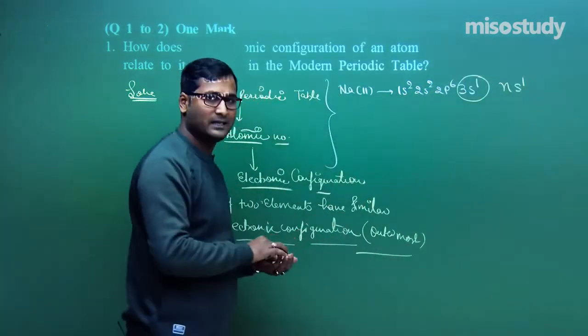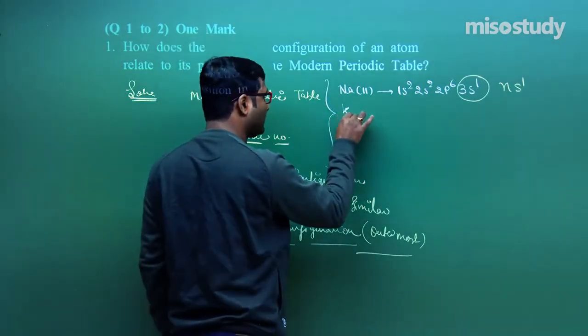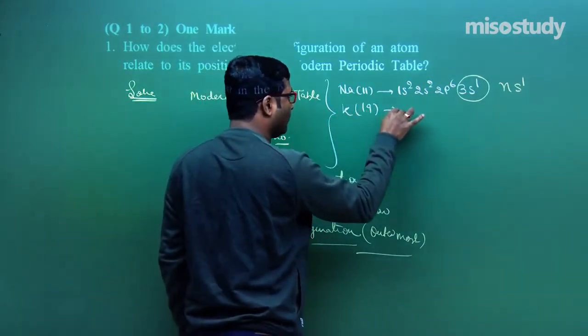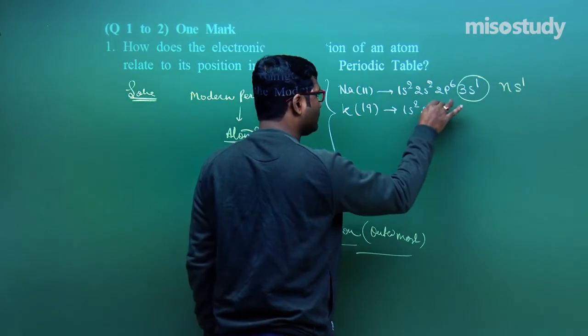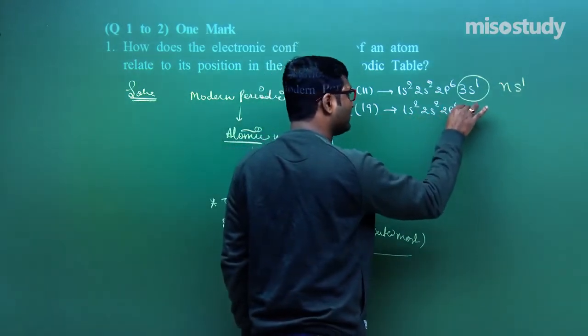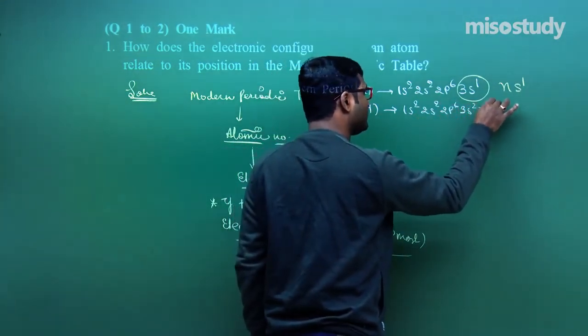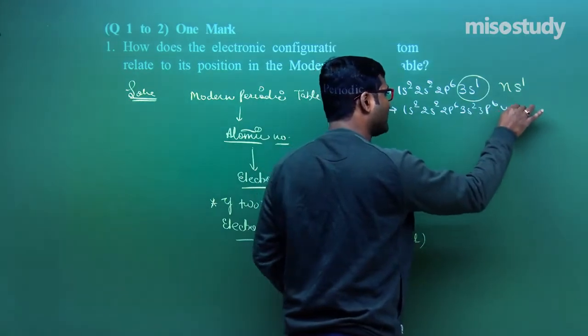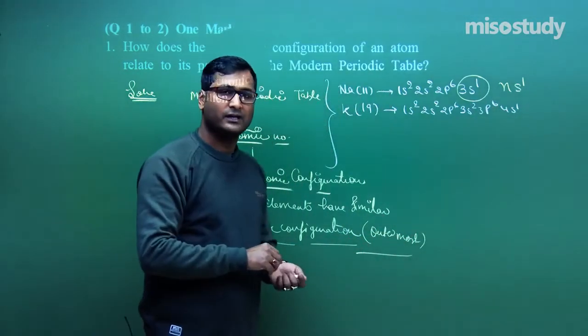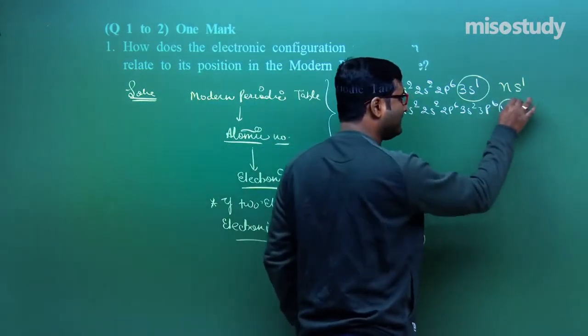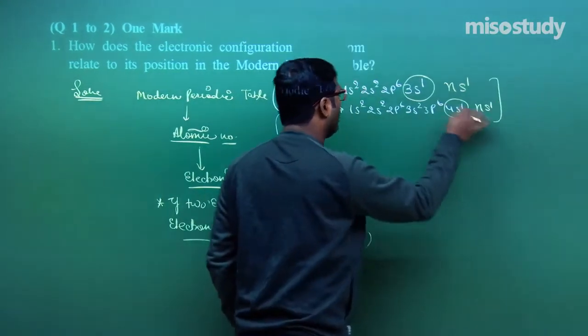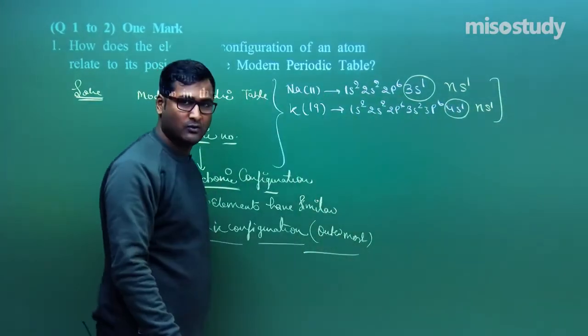Do you remember this? Yes, sir. If I write the electronic configuration of potassium, 1s2, 2s2, 2p6, 3s2, 3p6 and 4s1. This is the electronic configuration of potassium. Look at it again, that ns1. So sodium and potassium are grouped together.